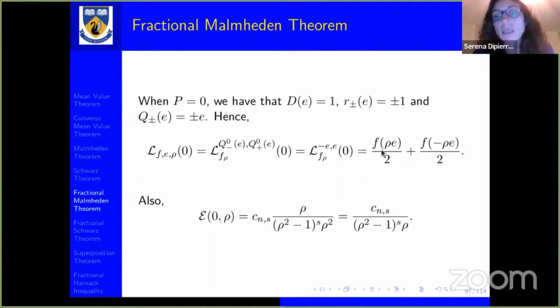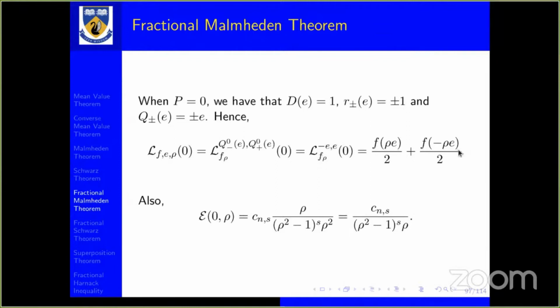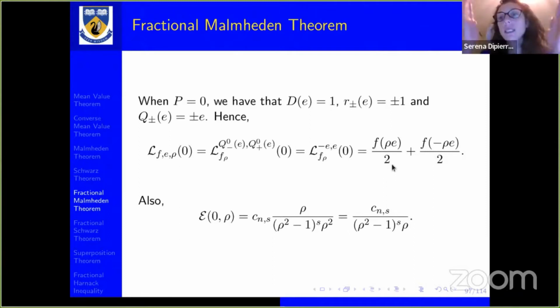So if you remember, the interpolation was the function evaluated at one of the two points divided by the distance between these two, plus the function evaluated at the second one. And now the function is f rho, so it's f of rho e and f of minus rho e, divided by the distance between the two points. This is basically the norm of e minus minus e.